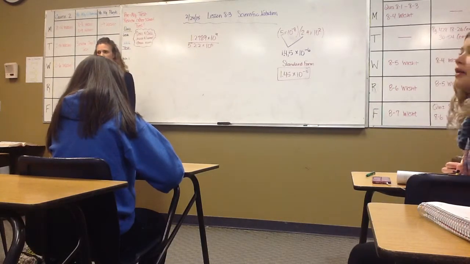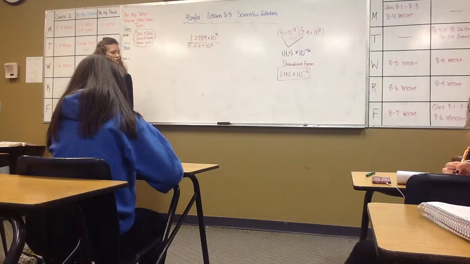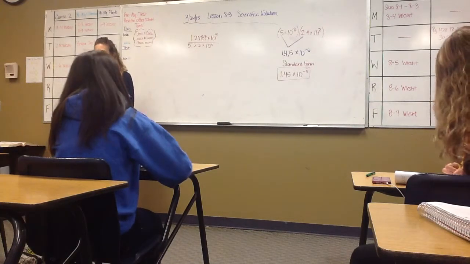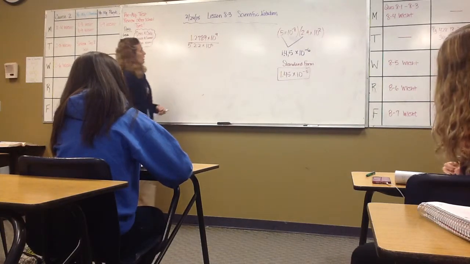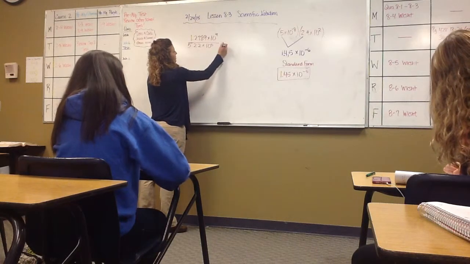So I have 1.2789 times 10 to the 9th, divided by 5.22 times 10 to the 5th. What do I do first? Jess. You divide 1.2789 by 5.22. Okay, do that, and what do you get?